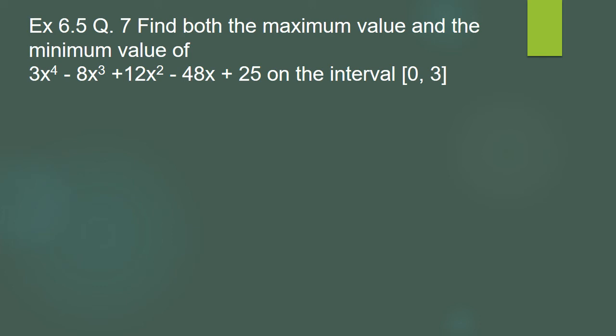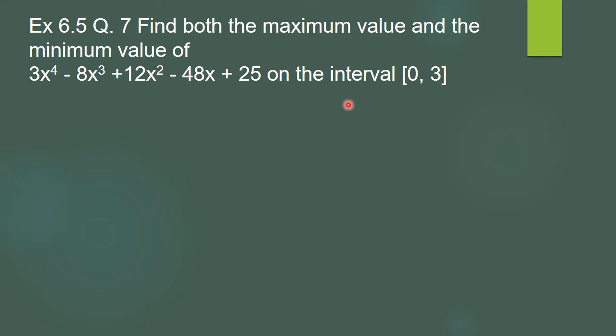Find both the maximum value and the minimum value of the function 3x raised to 4 minus 8x cube plus 12x square minus 48x plus 25 in the interval 0 to 3. Now as the interval is given, 0 to 3, we have to find the local maxima and minima as well as the absolute maxima and minimum value.